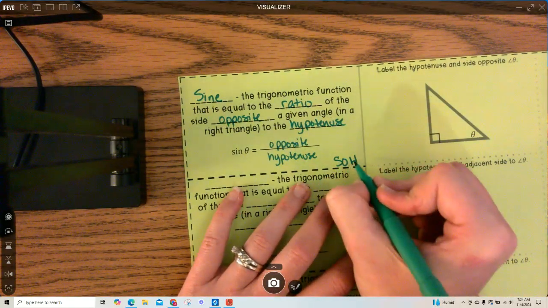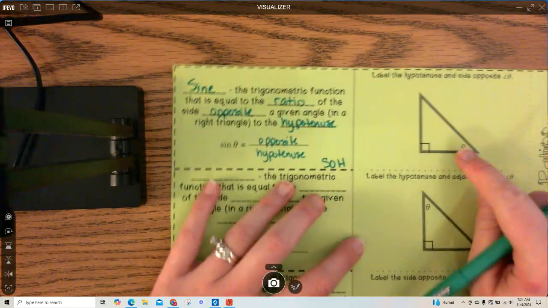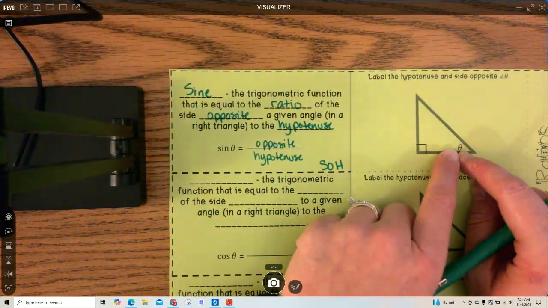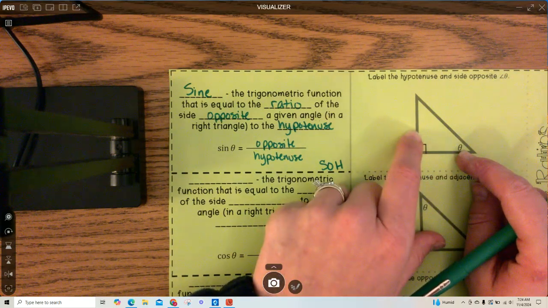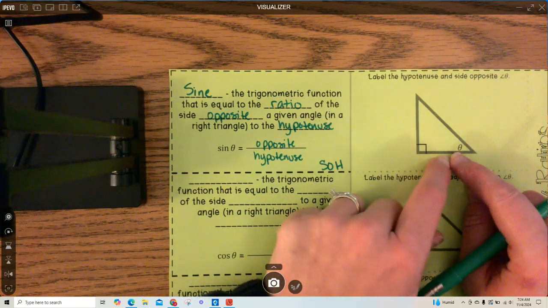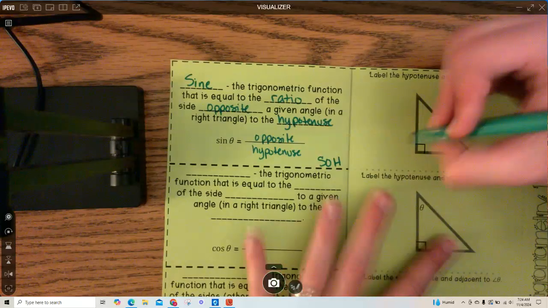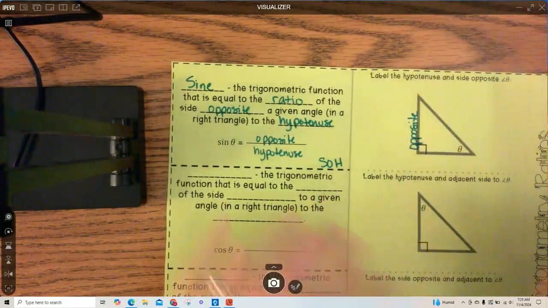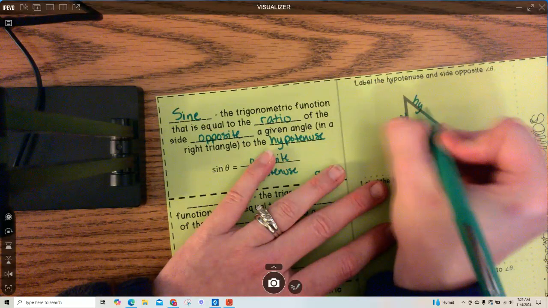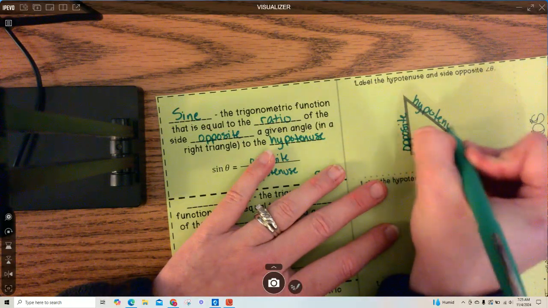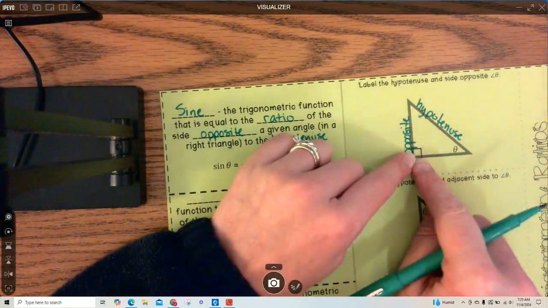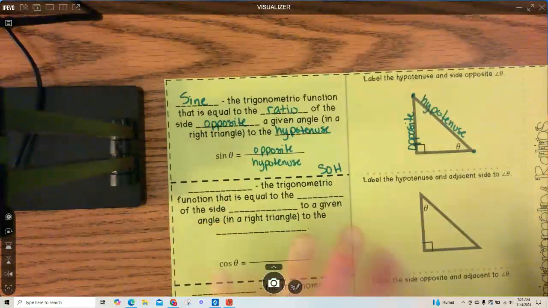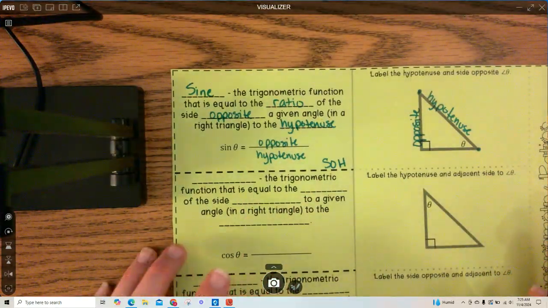Sine, opposite, hypotenuse. So if we're looking for this angle measure, the side opposite is the leg that it doesn't touch. Okay, so that angle touches this leg. So this leg over here would be the opposite. This one here is always the hypotenuse. Remember, hypotenuse doesn't touch the right angle. If you need to put the dots in the corners, that is okay. So you can find that hypotenuse.